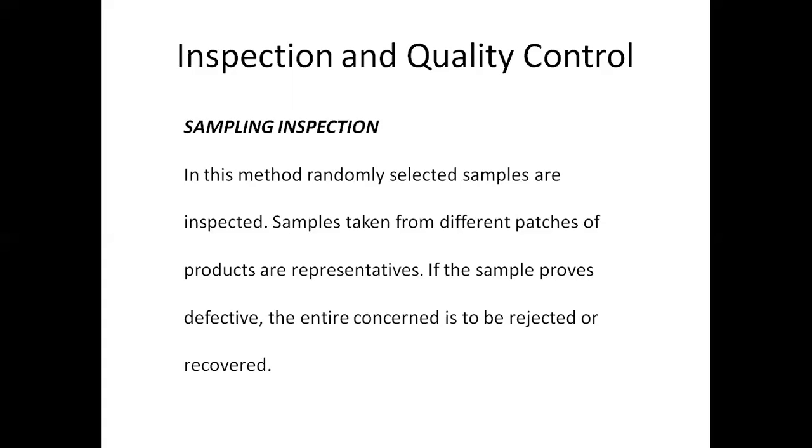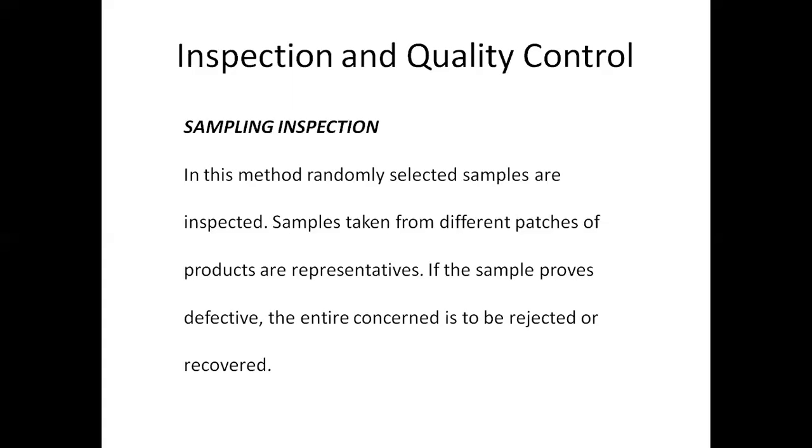Say if a batch of 1000 cars has been made in a day, one particular car is selected for testing. Then that car is representative of the performance of all the other 999 cars. Now, if the sample proves to be defective, the entire lot concerned is rejected or recovered.